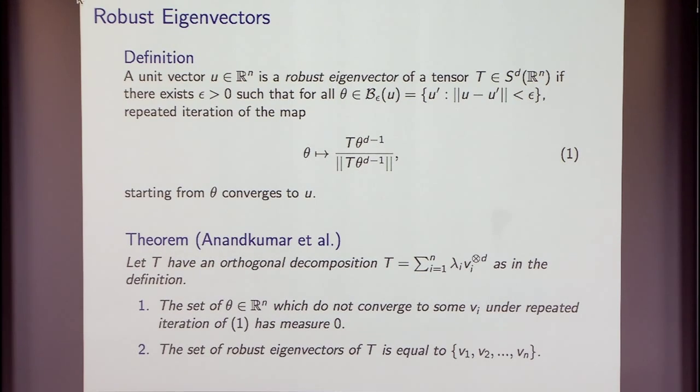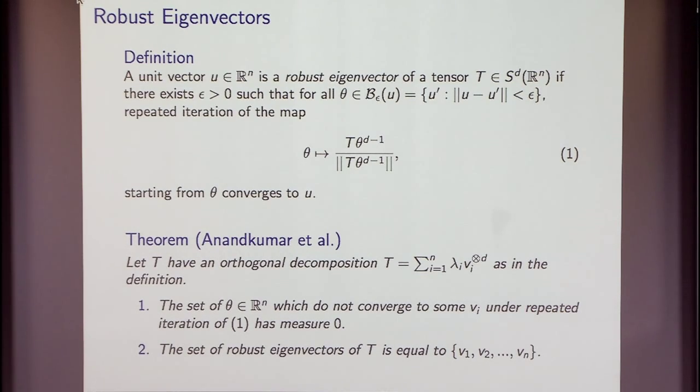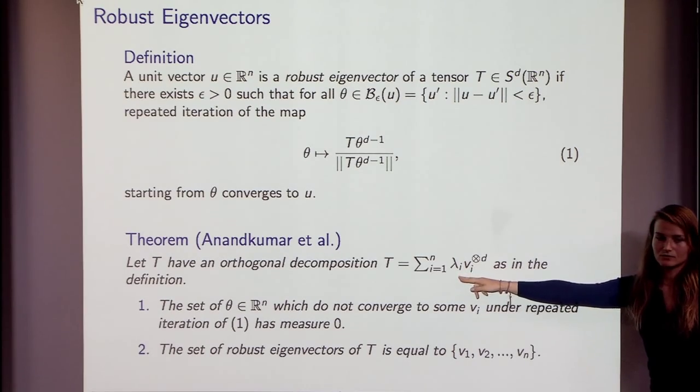The same 5 authors proved that if T has an orthogonal decomposition like this, then the set of theta which do not converge to some of the vectors in the decomposition under repeated iteration of this map has measure 0. So with probability 1, wherever you start, you're going to converge to one of the vectors v1 through vn. And also the set of robust eigenvectors is exactly equal to these n vectors. Well, we have to have the lambdas non-zero.